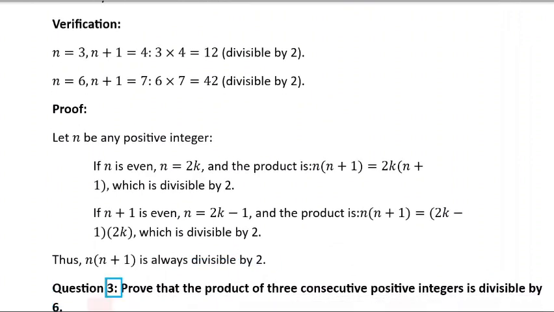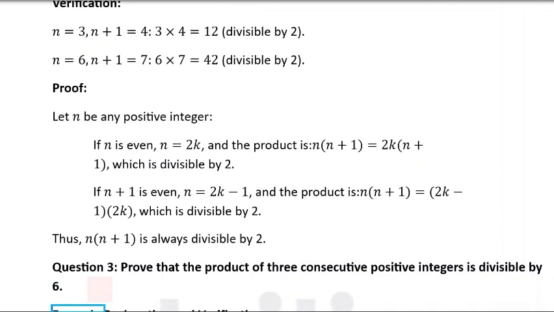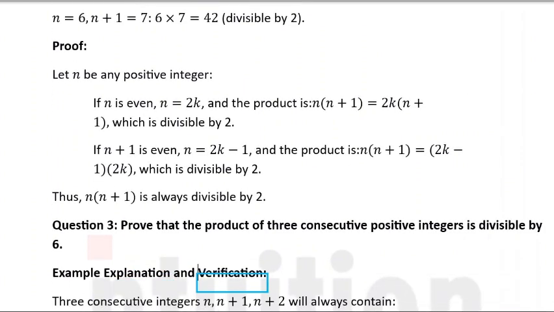Question 3. Prove that the product of three consecutive positive integers is divisible by 6. Example, explanation and verification.